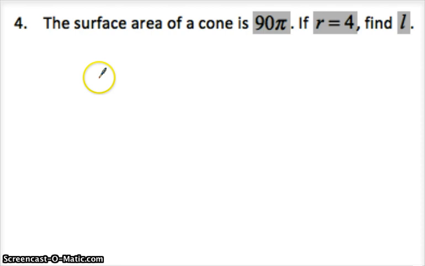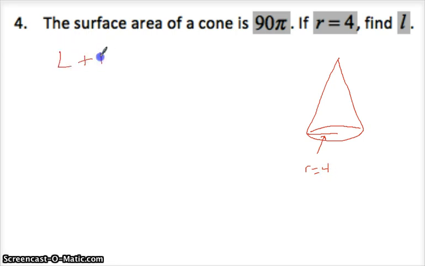Okay. Surface area, and this is the last one. Surface area of a cone is 90 pi. If the radius is 4, what's the L? Okay, so we have a cone. These are kind of hard to draw with this tablet thing. We have a cone. The radius down here is 4. They tell me surface area, which is all of this, is 90 pi. Okay, that's kind of weird because, if you like, pi RL plus the area of the base, which is pi r squared, that's all supposed to add up to 90 pi.